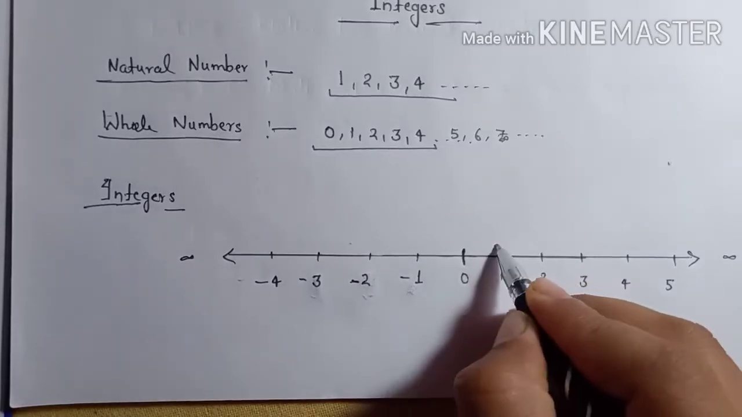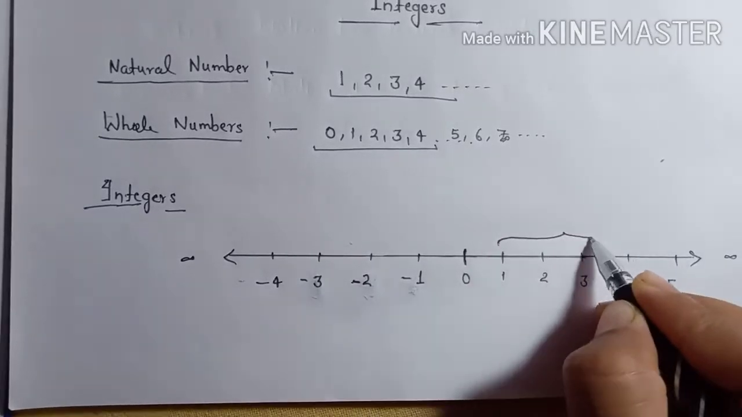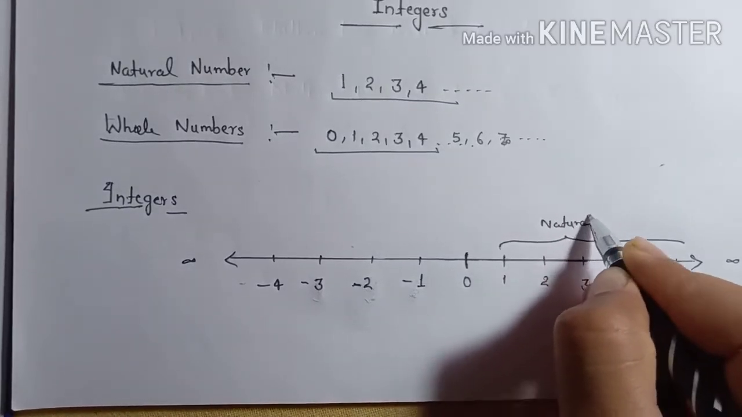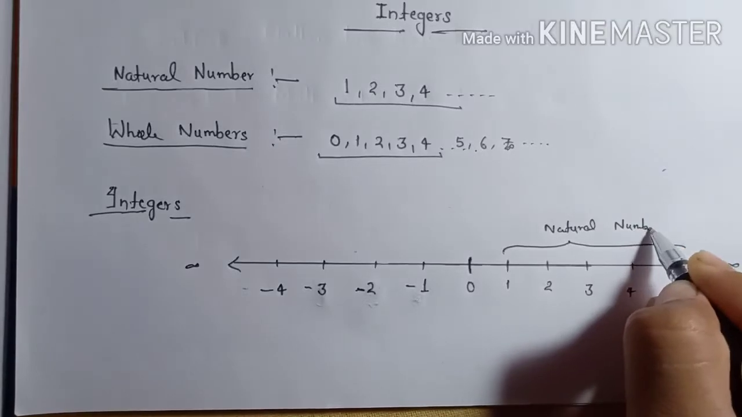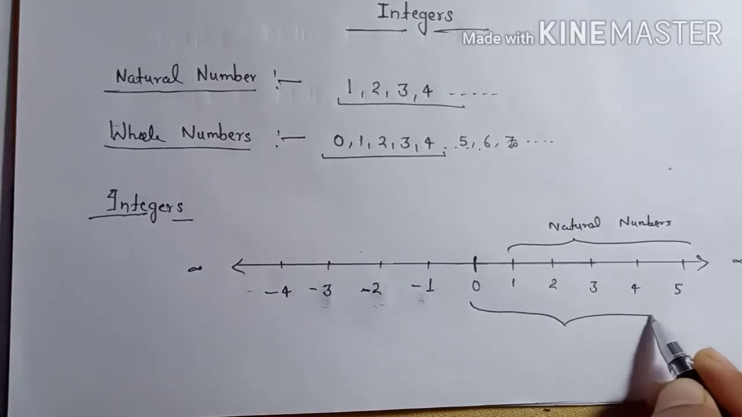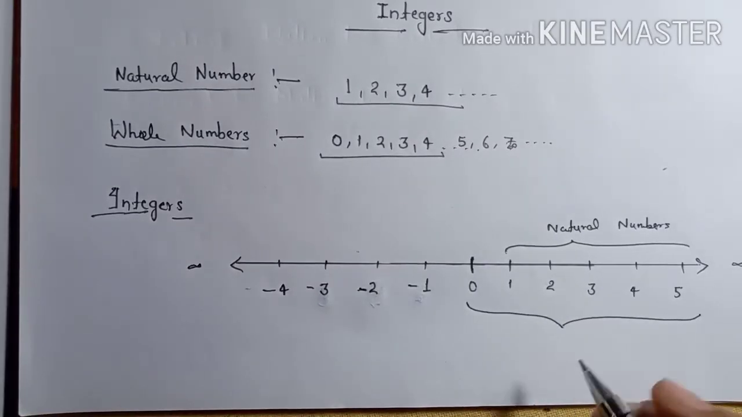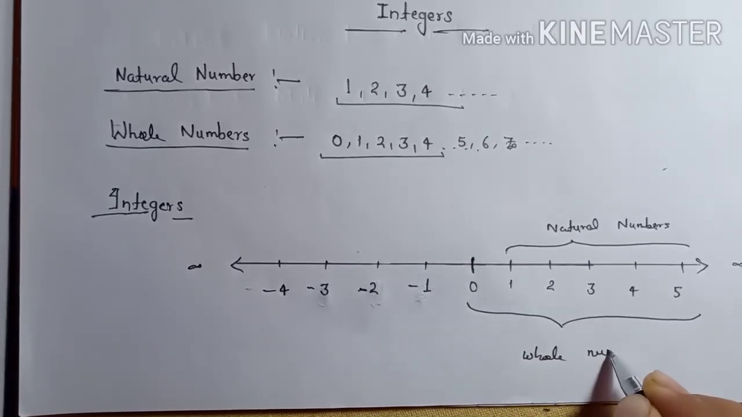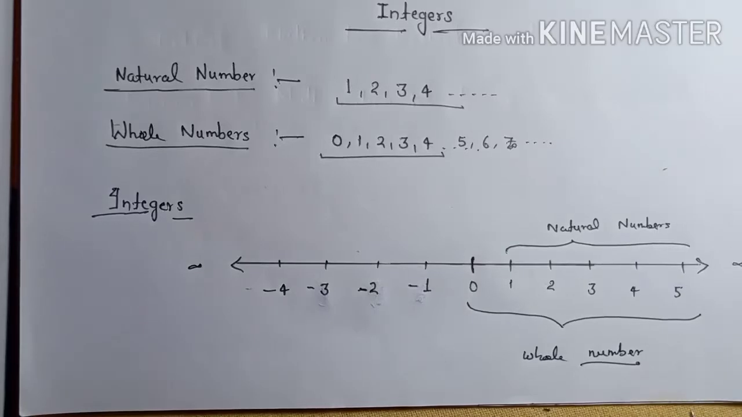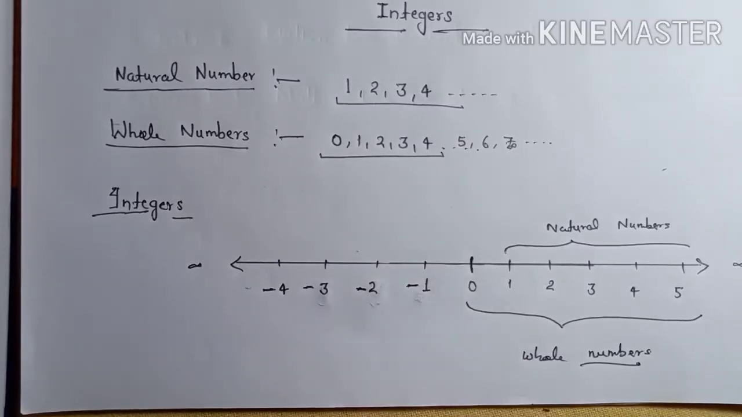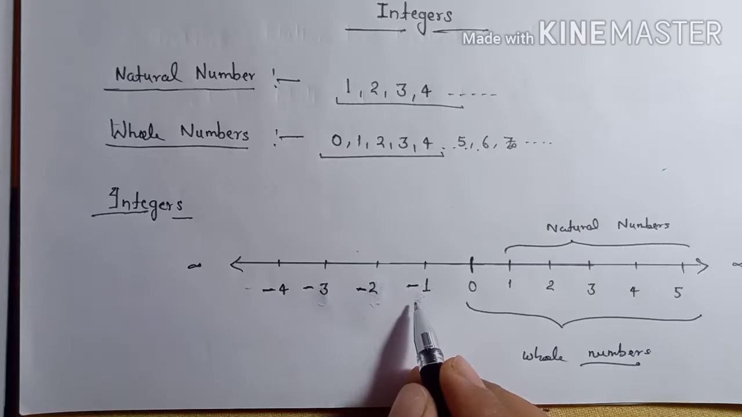So here from plus 1 to infinite, all these numbers are natural numbers. And when you add this 0 in this family, it is the family of whole numbers. Okay. Here you can see some numbers with a negative sign. These are called negative integers.